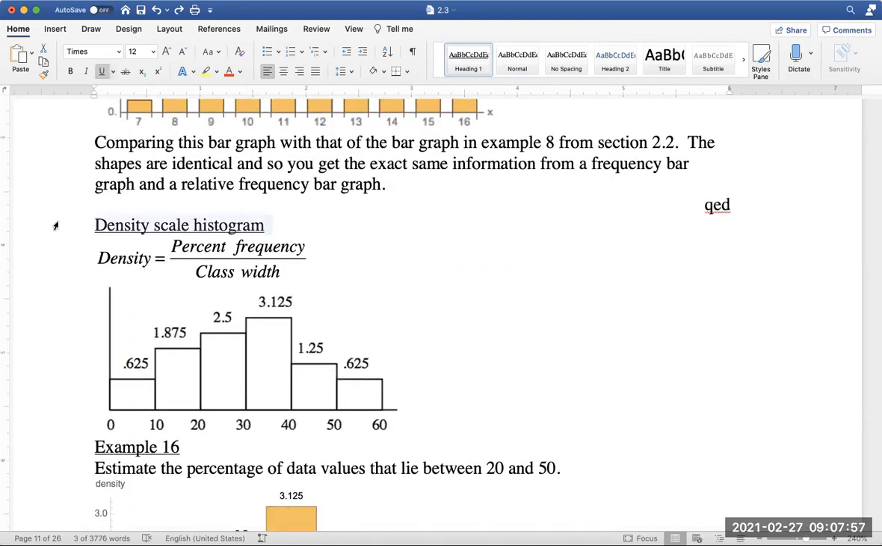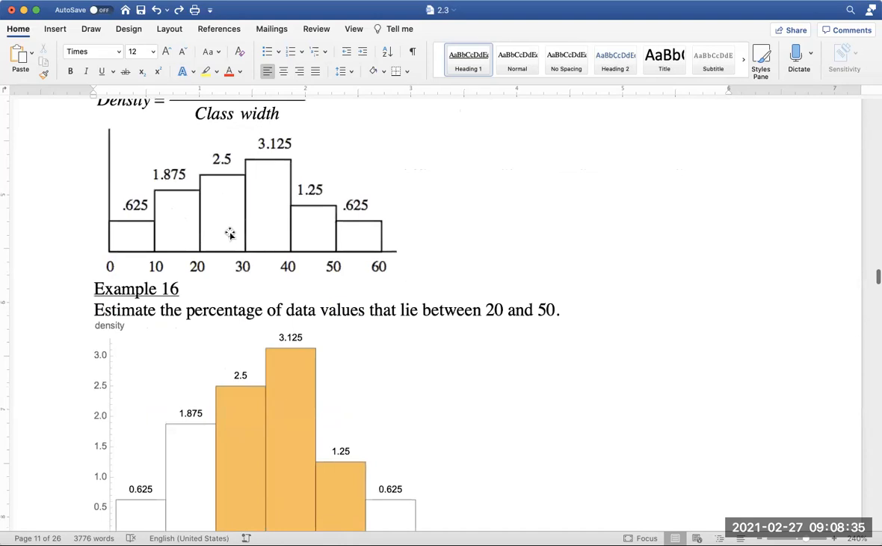Let me discuss a density scale histogram. The density is defined as the percentage frequency divided by the class width. So if you multiply the class width times each of these, density times class width, my density times my class width is an area. So the percentage frequency is an area. For a density scale histogram, the area gives us the percentage of data values.